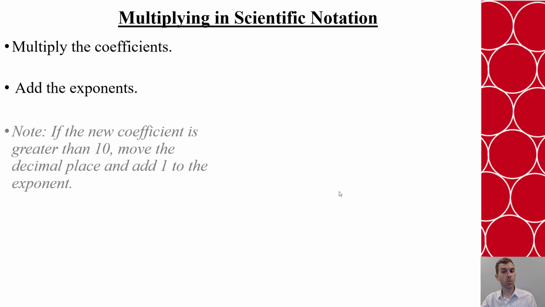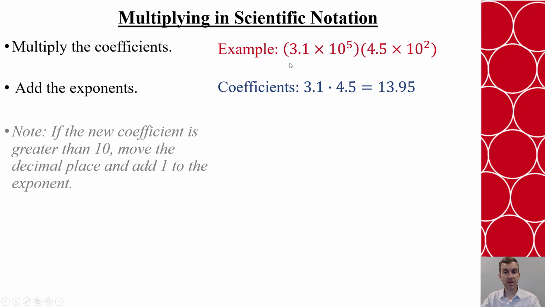Now, let's also talk about what if I need to multiply or divide in scientific notation. I start with my coefficients, I multiply them together. I add my exponents, and then if I need to, I may have to shift 1 or 2 places my decimals to make sure that I have it in scientific notation. So say I have 3 and 1/10 times 10 to the 5th times 4 and 5/10 times 10 squared. I'm going to multiply my coefficients. So it's 3 and 1/10 times 4 and 5/10, which is 13 and 95 hundredths.